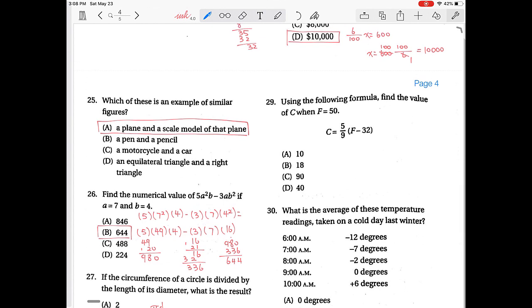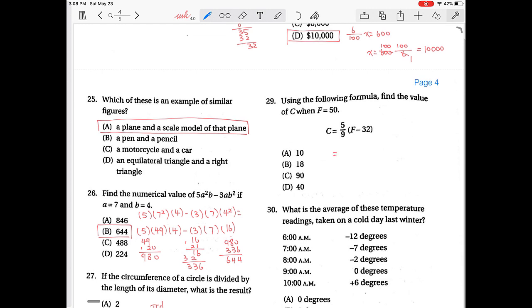29. Using the following formula, find the value of C when F is equal to 50. So we'll just plug in the value of 50 into the formula. We know 50 minus 32 is 18. 9 can then go away, and this will become 10. Option Alpha.